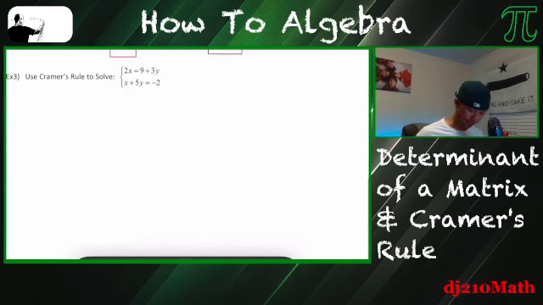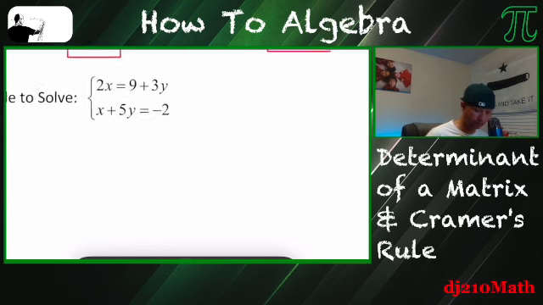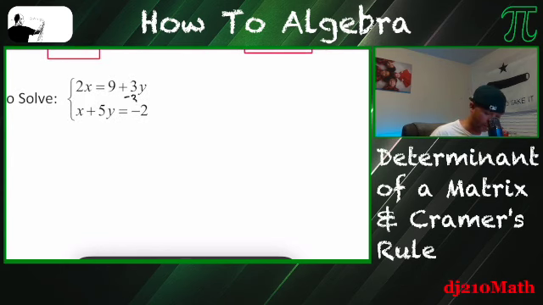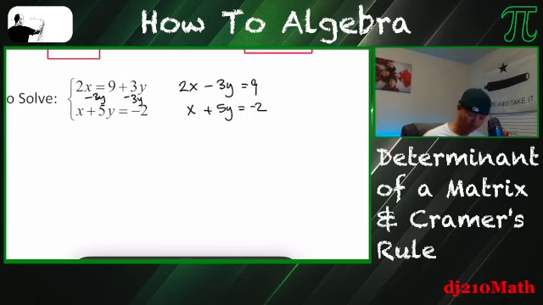Okay. Here's the one example. Use Cramer's rule to solve. Notice x and y are not on the same side of the equation. So I need to subtract 3y, minus 3y. So I'm going to get 2x minus 3y is equal to 9. On the bottom, x plus 5y equals negative 2. No change, right? So my matrix is going to look like this. It's going to look like 2, 1, negative 3, 5.